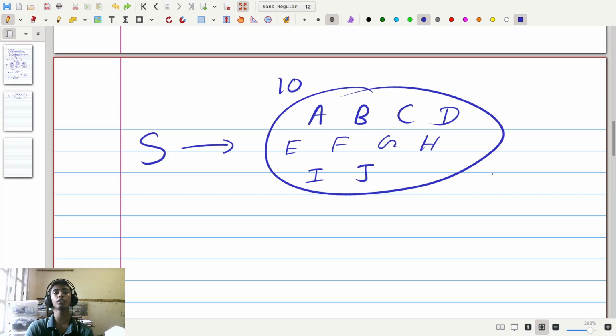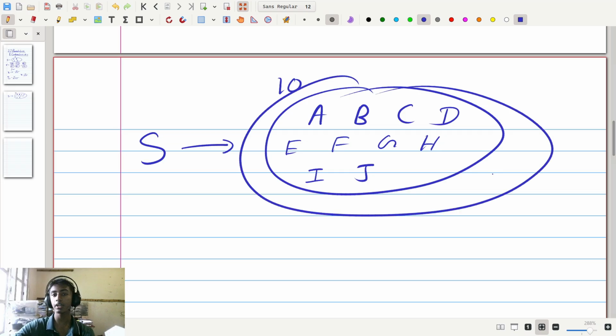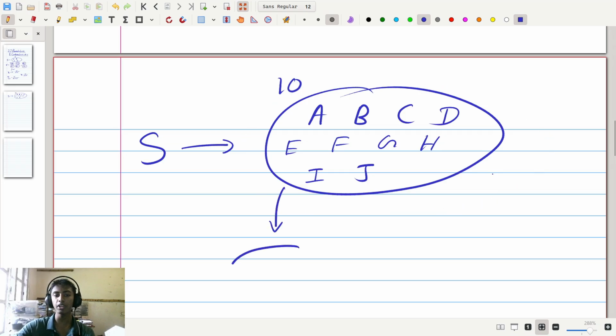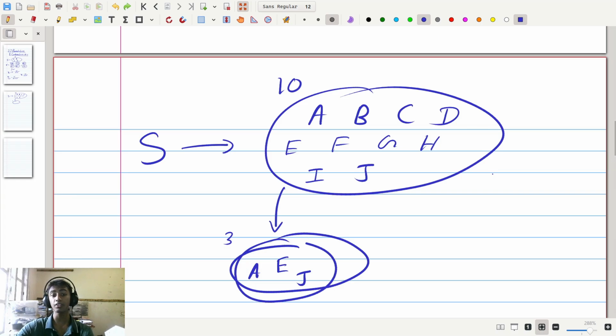So therefore, the choose function is going to be the function that we want. From this set of 10 students, we want to create subsets that each have 3 students. An example subset could be something like A, E, J. Here notice, these are unordered elements. We just have 3 elements taken from our set of 10 elements.